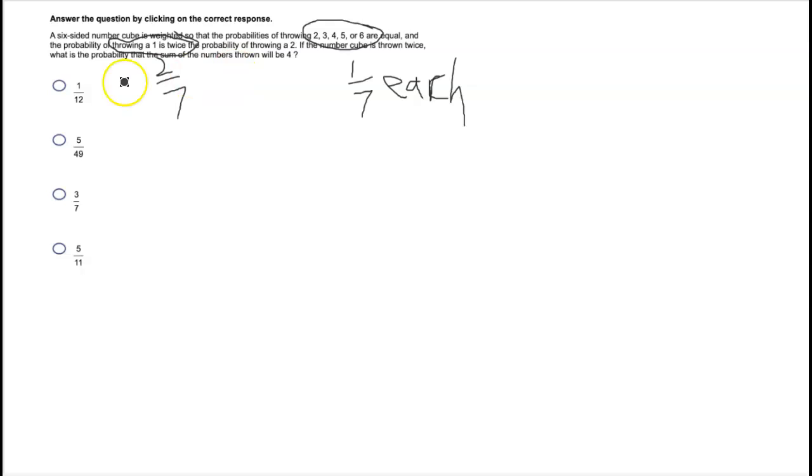If the number cube is thrown twice, what is the probability that the sum of the numbers thrown will be 4? Well, that's a 1 plus 3. That's a 2 plus 2. And also it could be 3 plus 1.